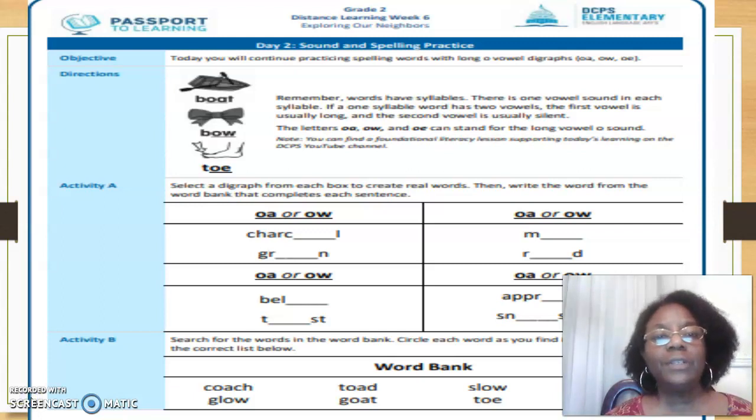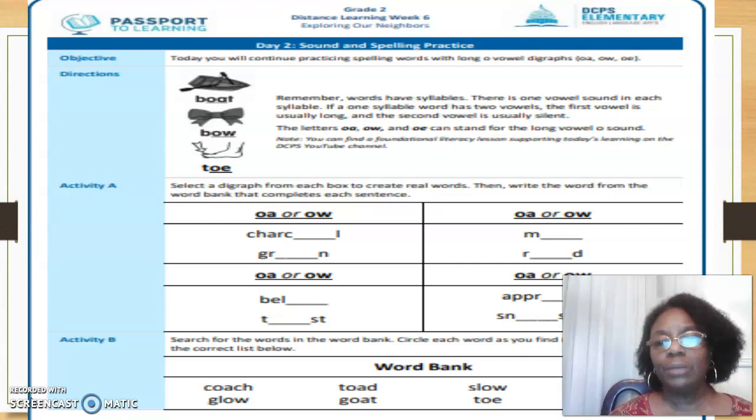All right, you should be finished. The first word to fill in the blanks was charcoal with an OA. Underneath that was grown with an OW. The bottom box had below with an OW and toast with an OA. Second column, where you had to put OA or OW, the first word was mow, like to mow the lawn, OW. Second word was road, OA, and you go down to the last box, two syllables, approach, OA, and snow, as in snow storm, OW.